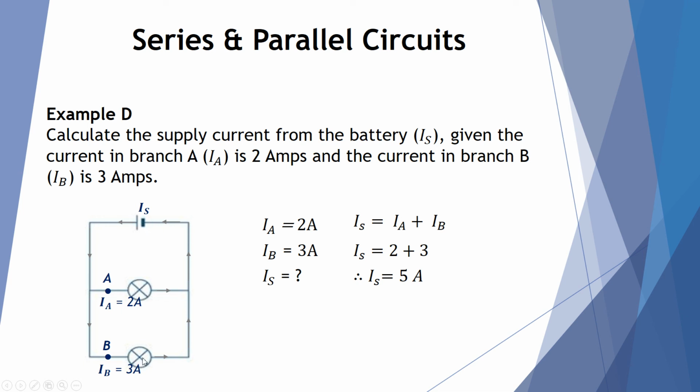Worth noting that in this example, these light globes must be different resistance. The one in branch A must be a slightly higher resistance, because less of the current of the 5 amps is travelling through it, being 2 amps, and a greater amount of the 5 amps, being 3 amps, is travelling through branch B, so there must be a slightly less resistance.